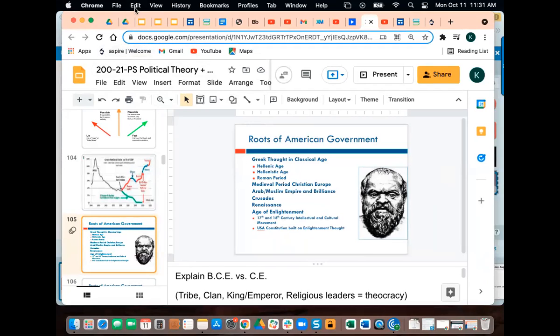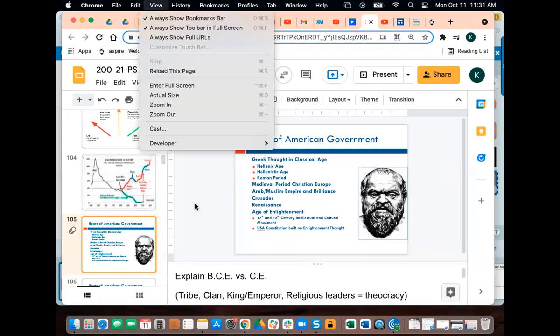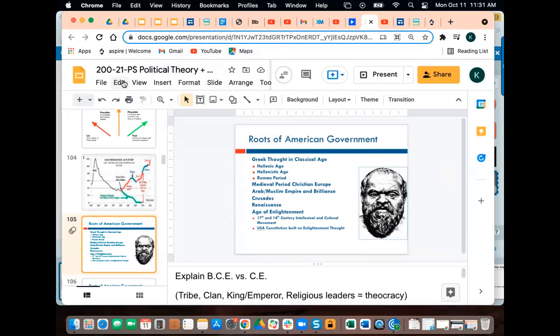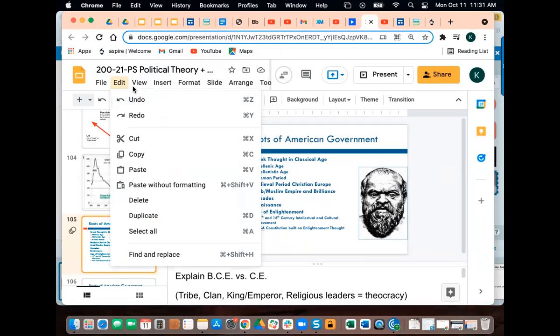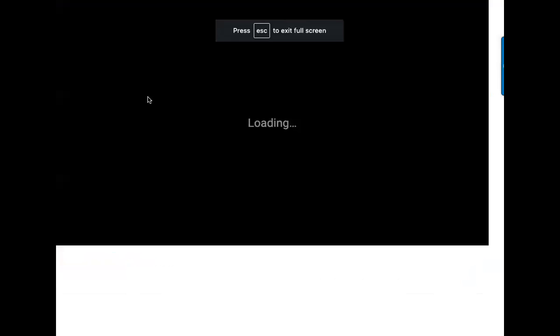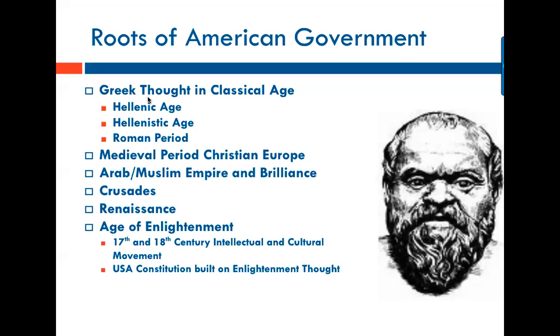I was a little bit surprised when I showed this periodization. I just expected that people would look at it and instantly understand it because of what you were taught in world history, okay? And then I ran into a wall when I realized that only one or two students even had an idea of any of this periodization.